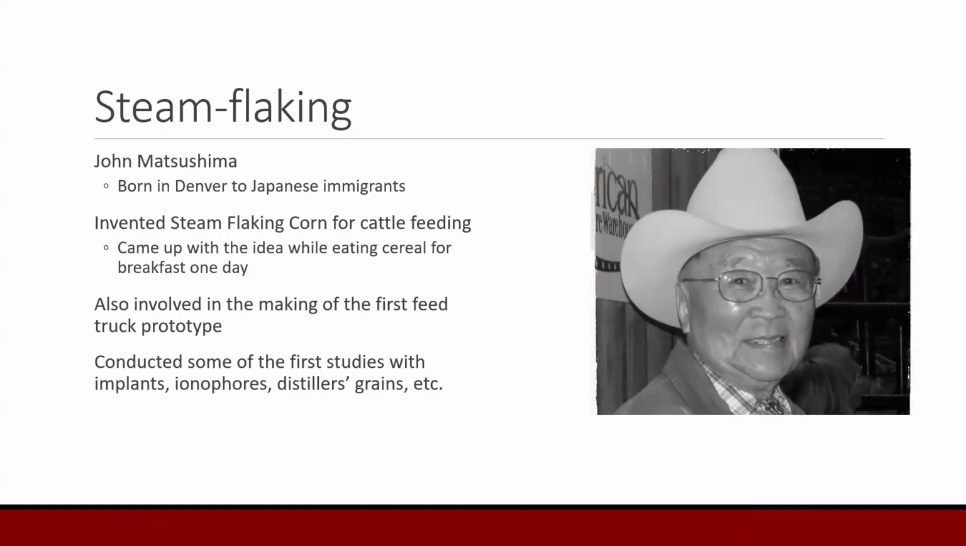John Matsushima, a very famous ruminant nutritionist from Colorado State who worked at Nebraska for a while, is the inventor of steam flaking. He also invented the feed truck and did some of the first studies with implants. He's kind of a hero of mine. Born in Denver to Japanese immigrants, he came up with the idea for steam flaking while he was in a hotel room eating cereal. Like, why don't we make a hot breakfast for our cattle on feed?